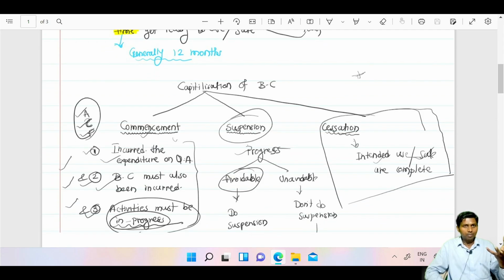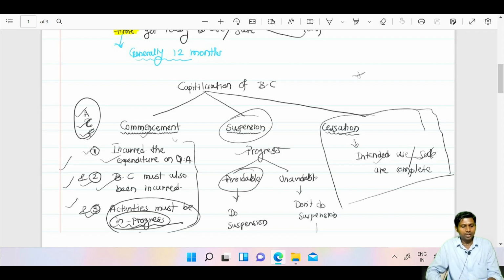Yes. What about the amount? When to commence that capitalization? When to write the actual amount on the asset side of the balance sheet? When to stop writing that in the balance sheet? That means when to stop capitalization, and when, in between, for a temporary period, to stop the capitalization.